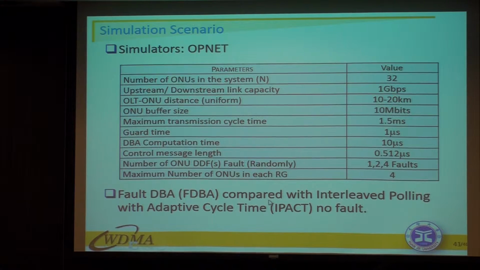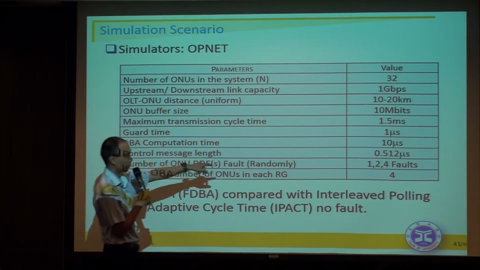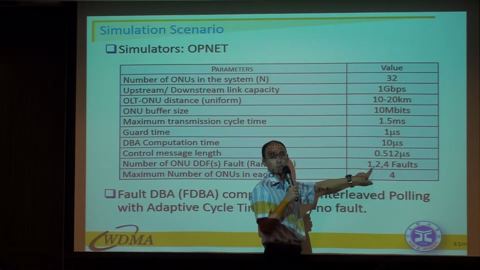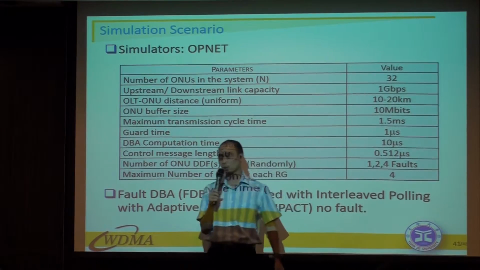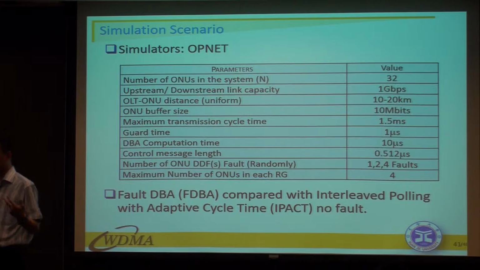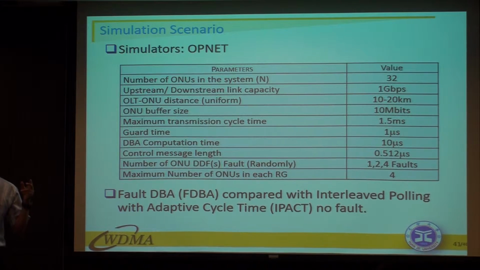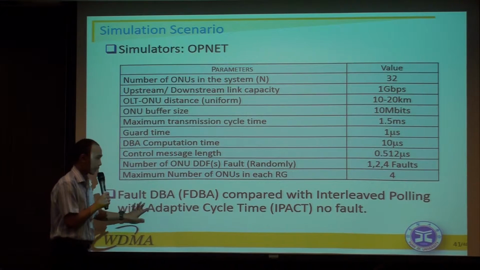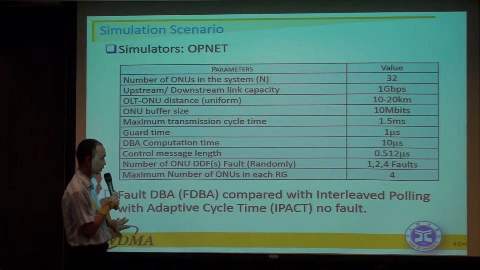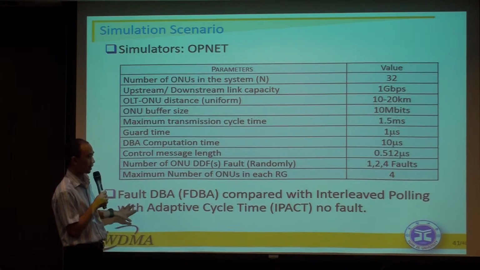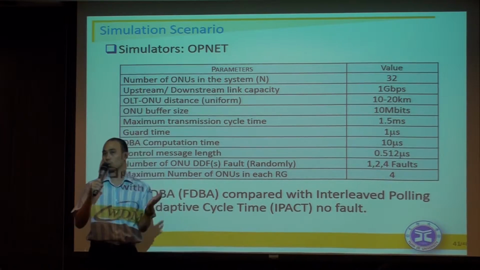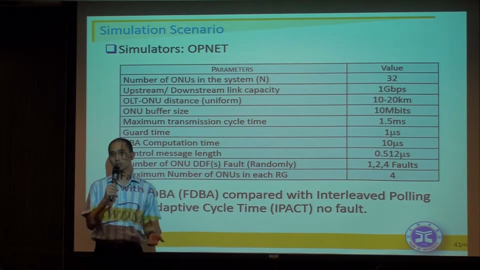So here's the simulation scenario. We have 32 ONUs and so on. This is the assumption: we have random faults occurring in ODN 1, 2, and 4. So at maximum in this simulation, we generate 4 faults happening at the same time in the system. And what happened? We are going to see based on our simulation results. We compared our fault dynamic bandwidth allocation with the IPACT no fault. It means that this one is the original without any fault, and we compare it with what happens when there is a fault.